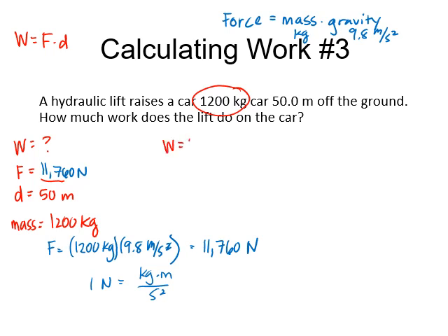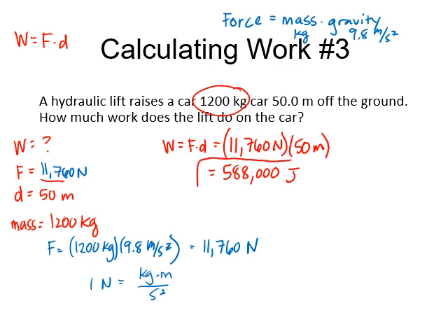So work equals force times distance. That's 11,760 newtons times 50 meters, and a newton meter is, of course, going to equal a joule. So 588,000 joules is going to be the work that it takes to lift this car off the ground.